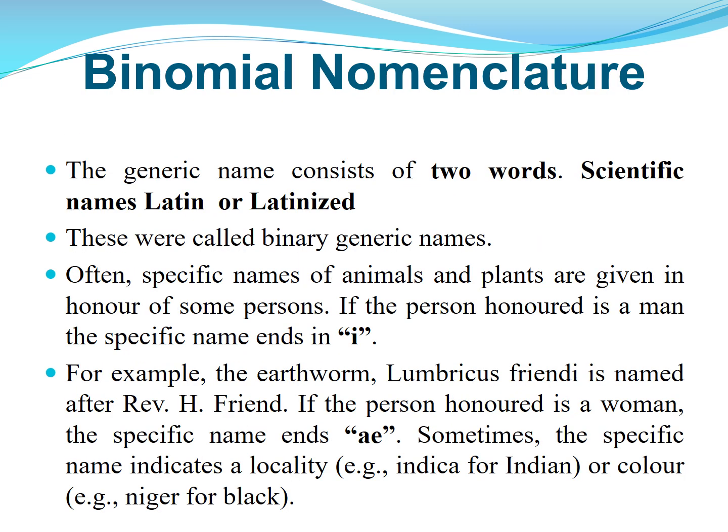The binomial nomenclature: bi means 2, the 2 words. The scientific names are Latin or Latinized, and are called binary generic names. Often specific names of animals and plants are given in honor of some person. If the person honored is a man, the specific name ends in i. For example, the earthworm Lumbricus friendi is named after Rev. H. Friend. If the person honored is a woman, the specific name ends in ae. Some names indicate locality or color of animals, such as niger for black.